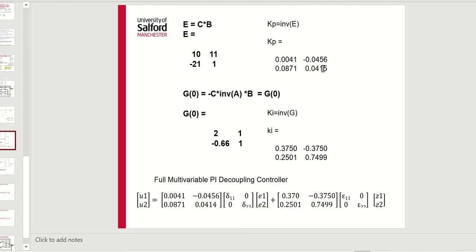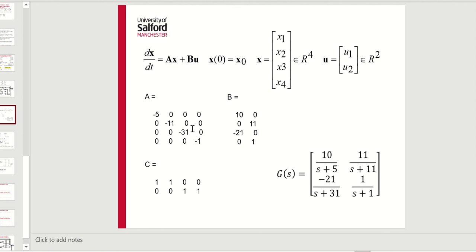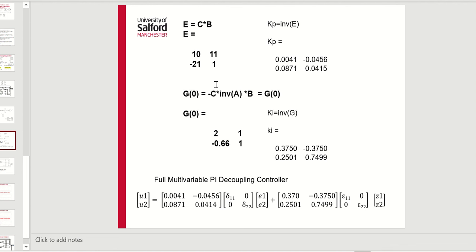If we then invert that matrix, that gives us the proportional controller structure here. So this is the decoupling matrix E. That's C times B. This is CB here, where that's the C and that's the B. So we multiply this into this, we get this. Invert this then to get Kp, and that's our proportional control structure.